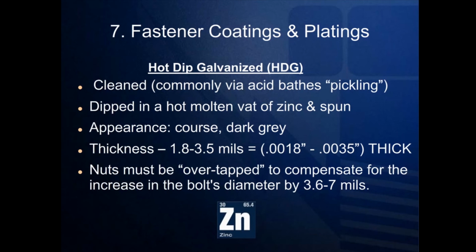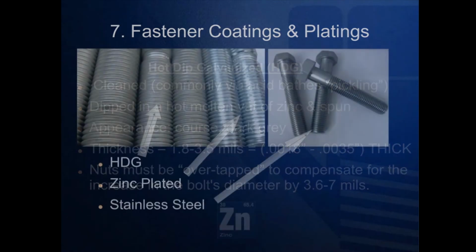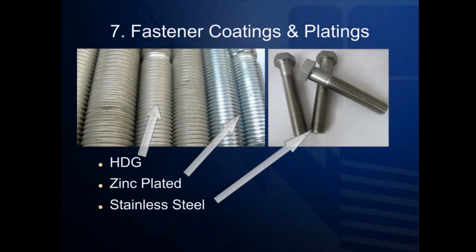By overtapping galvanized nuts, this will remove the zinc coating along the inside of the nut and provide enough clearance for the hot-dip galvanized bolt to easily assemble onto the nut. Hot-dip galvanized parts are typically dark gray and quite coarse in appearance. Here I like to convey the difference in appearance that hot-dip galvanized has when compared to that of zinc-plated and stainless steel bolts.